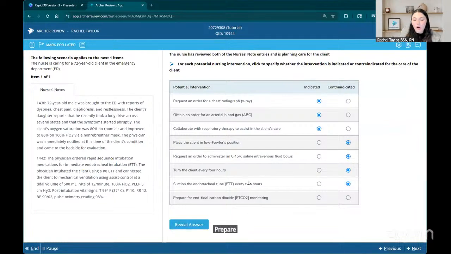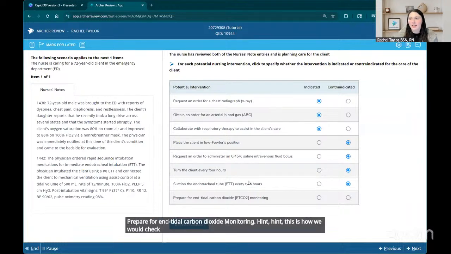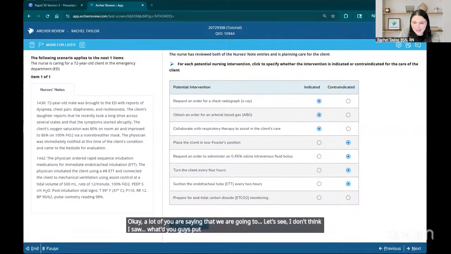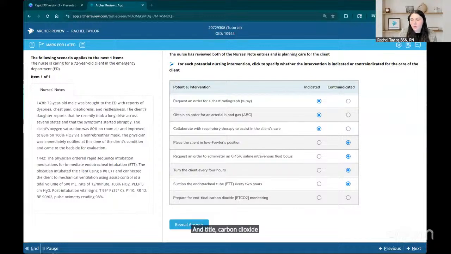Prepare for end-tidal carbon dioxide monitoring. Hint, hint, this is how we would check, another way to check placement, make sure that it was in the right spot. Okay, a lot of you are saying that we are going to, let's see, what did you guys put, 1 or 2? I think I'm seeing pretty mixed. I'm going to let a few more people put this in. Do we want end-tidal carbon dioxide monitoring? 1 or 2 for this last one.